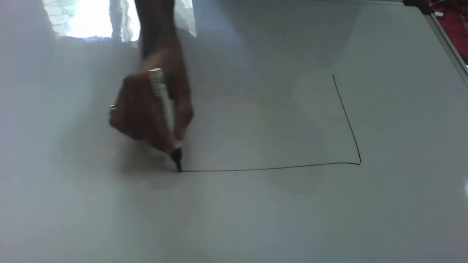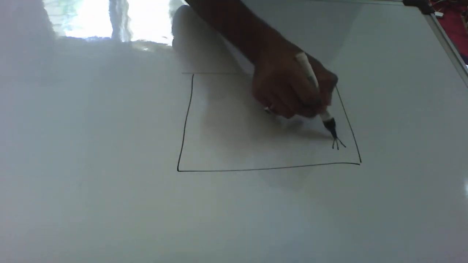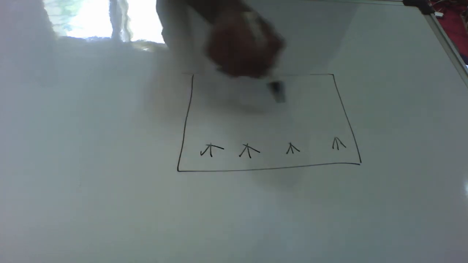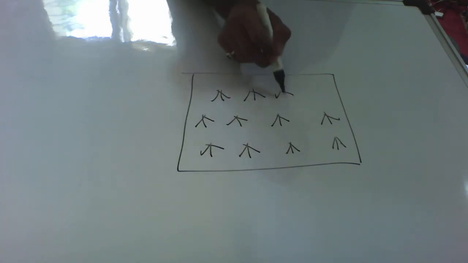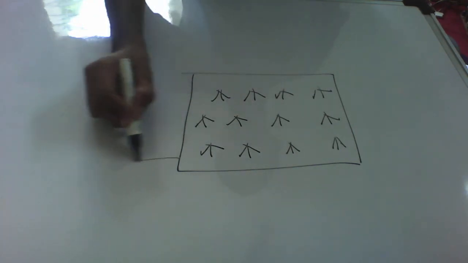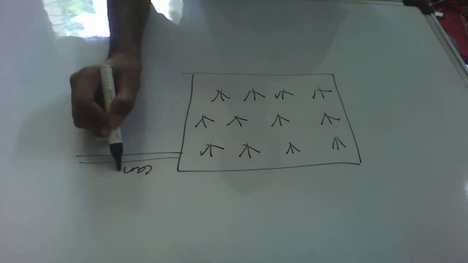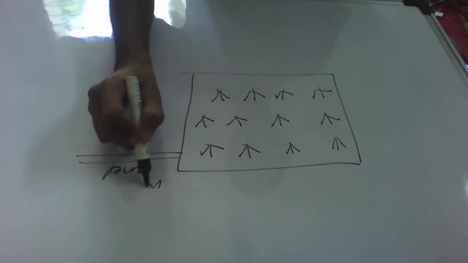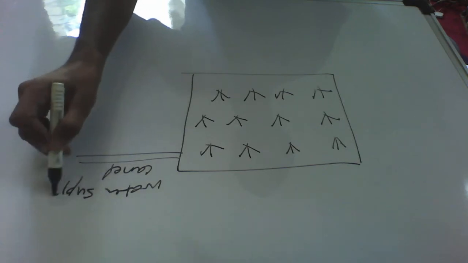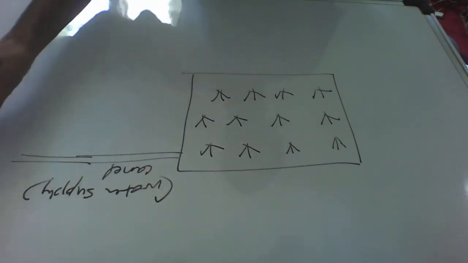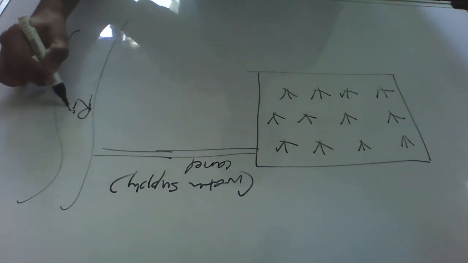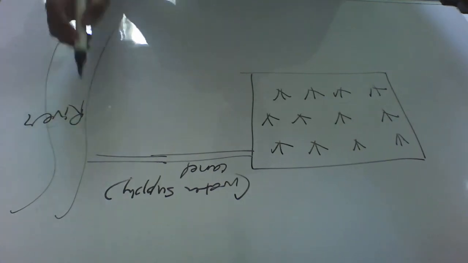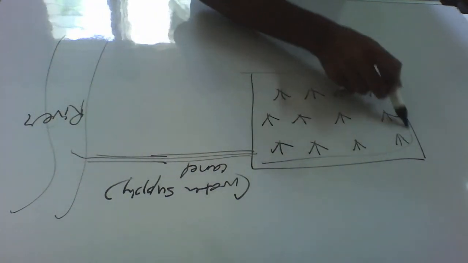So let us take an example. This is a field. These are crops grown in the field. This is the canal which is used to supply water, and there is a river flowing here. So this river is used to supply water to these plants.